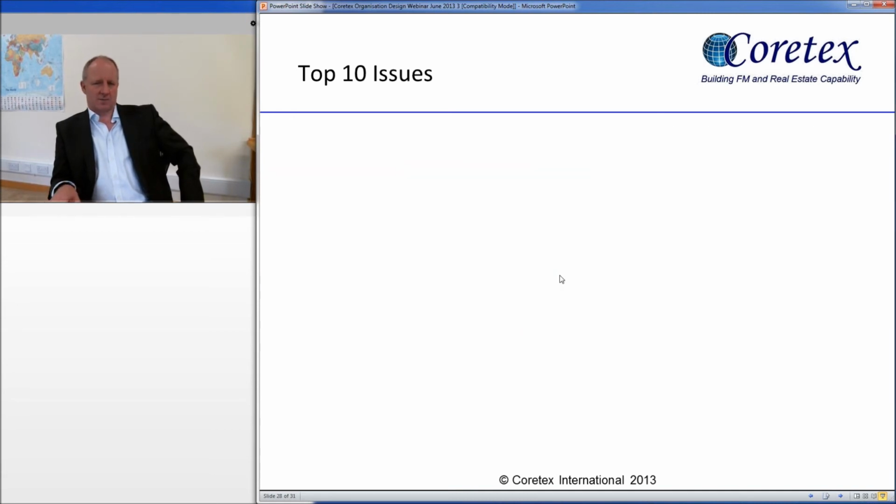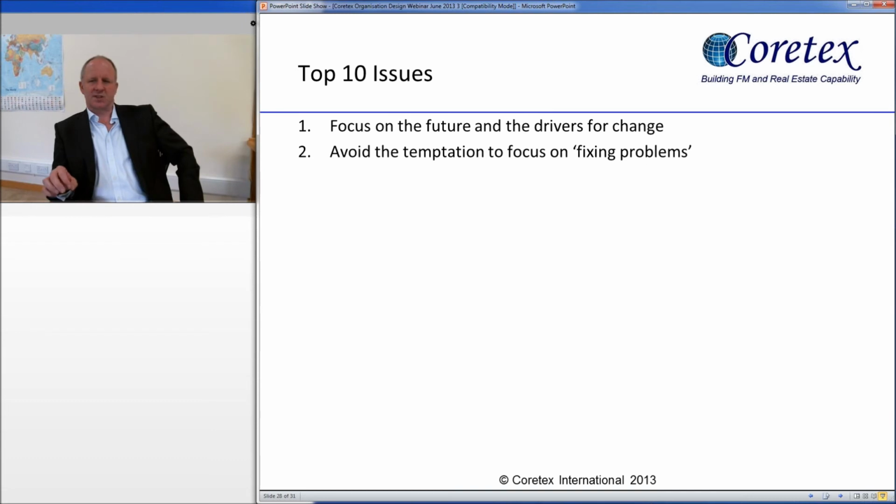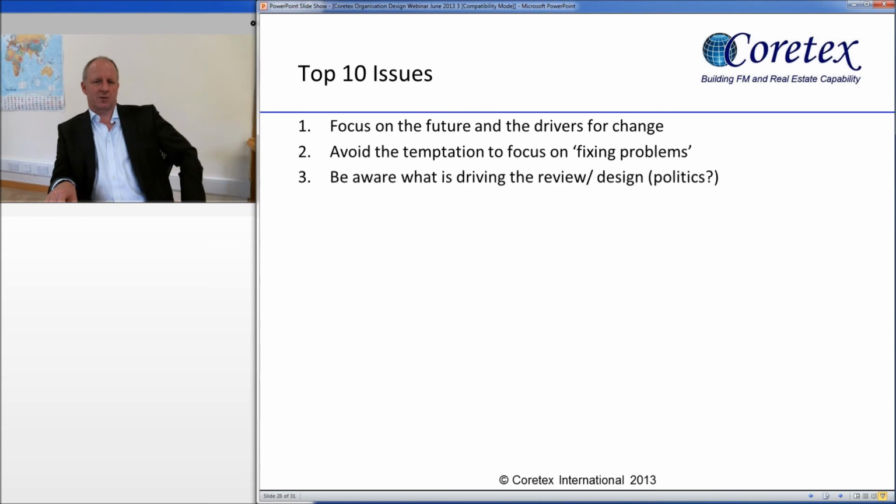So, top 10 issues. First thing, focus on the future and the drivers for change. Look ahead, don't get obsessed with what you've got now. Secondly, avoid the temptation to simply say, that isn't working, we should change that. And that is a fault, I would say, of consultants coming into organizations. They do try and find problems and say, here's a problem, this is how you should fix it. And they're obsessed with the fixing of the problem rather than designing something that works for the future.